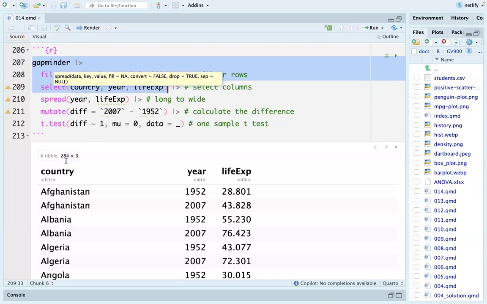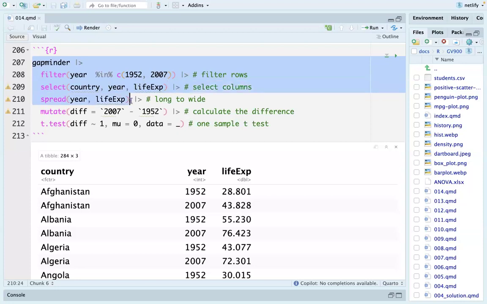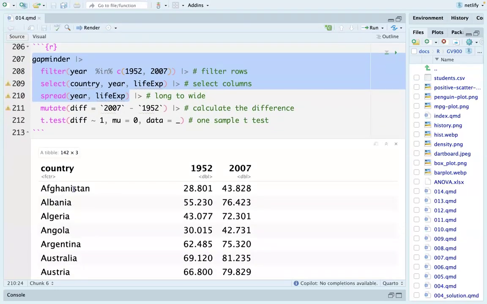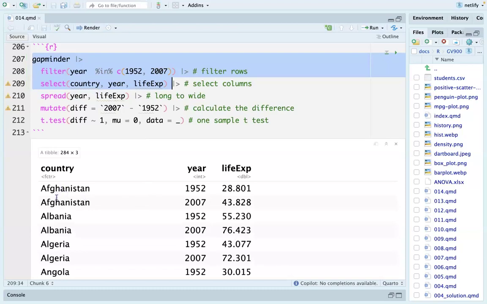Notice that here is 284 paired countries, and okay, now it's halved to 142 countries. So one country is one row, one column is 1952, and one is 2007, and this is the Afghanistan life expectancy. Okay, we can take a look at it. So here each row is a different country, but if we didn't spread, each country has two rows. You see the difference?